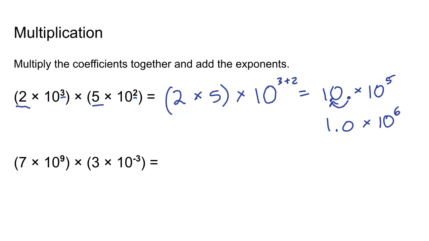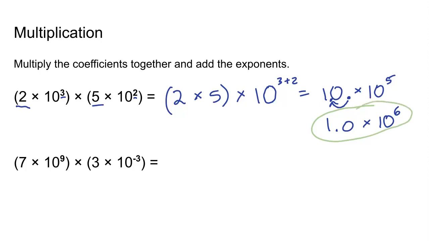Because when you move a decimal point to the left, you're decreasing the value by a factor of 10. So you need to offset that by increasing the value of the exponent by 1. So the answer is 1.0 or 1 times 10 to the 6th power.